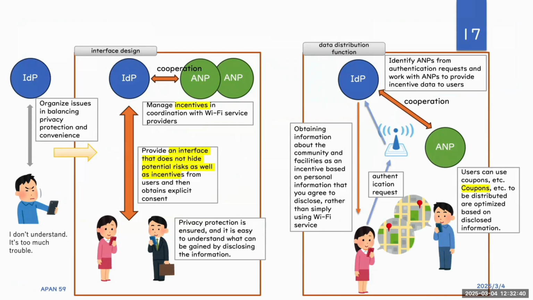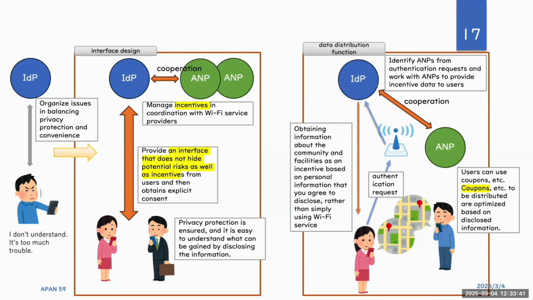On the left-hand side is designing the user interface. The interface design will enable users to manage incentives in coordination with Wi-Fi service providers, and this approach will also provide an interface that does not hide potential risks as well as incentives from users, and then obtains explicit consent. So privacy protection will be ensured, and it is easy to understand what can be gained by disclosing the information. On the right-hand side, the data distribution function will be illustrated.